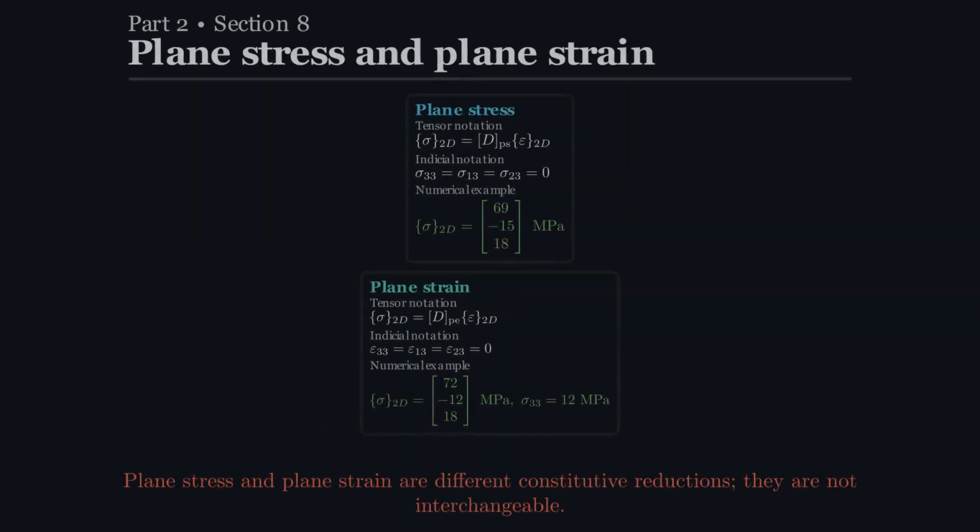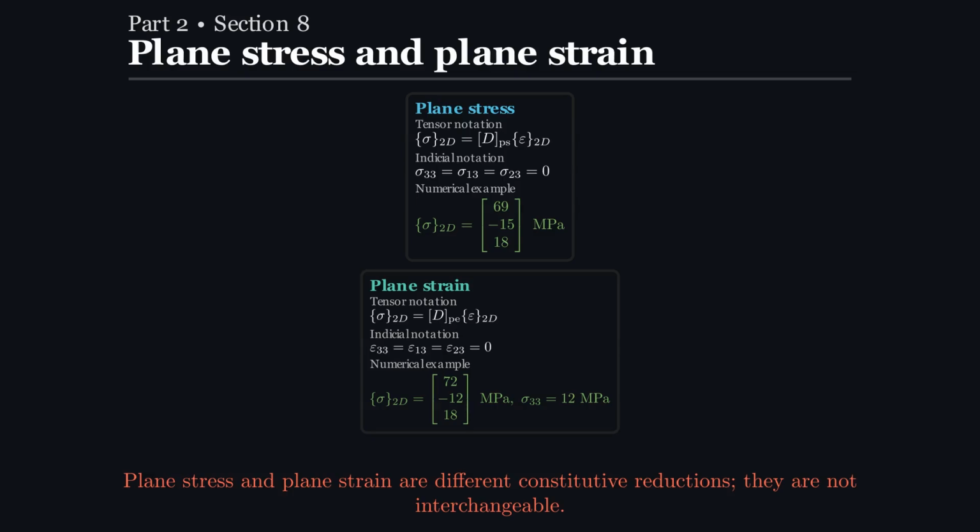We end part 2 with plane stress and plane strain. Each is a different constitutive reduction. We first state the tensor or matrix form, then the constraint in component notation, and then the numerical stress response for the same in-plane strain vector.